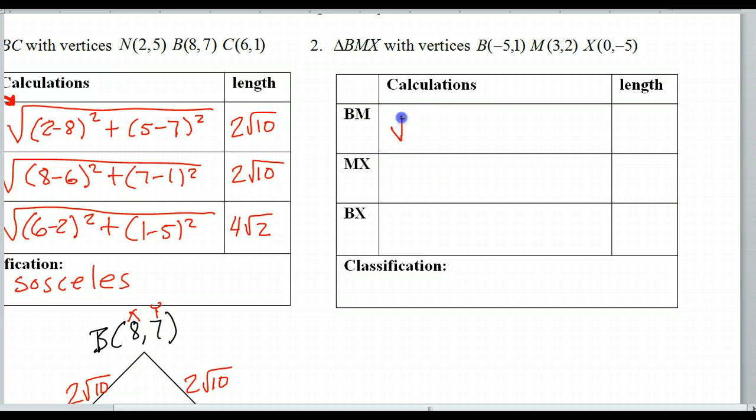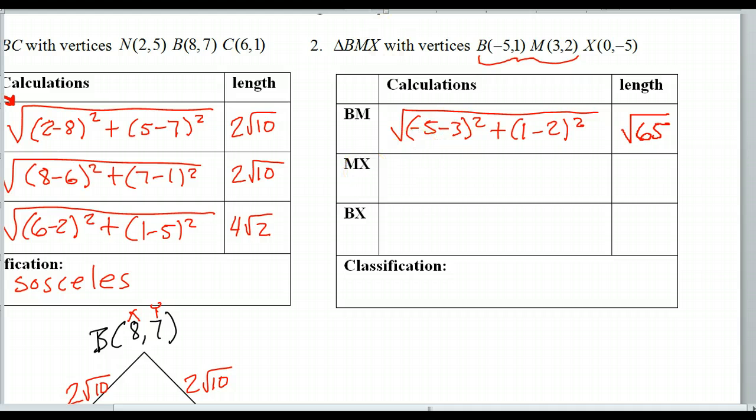So BM, MX, and BX. If I find one side of the triangle, I will do the distance formula using points B and M. So x minus x squared. So that would be like negative 5 minus 3 squared. Y minus y squared. So that would be like 1 minus 2 squared. So put that in your calculator. You get the square root of 65.